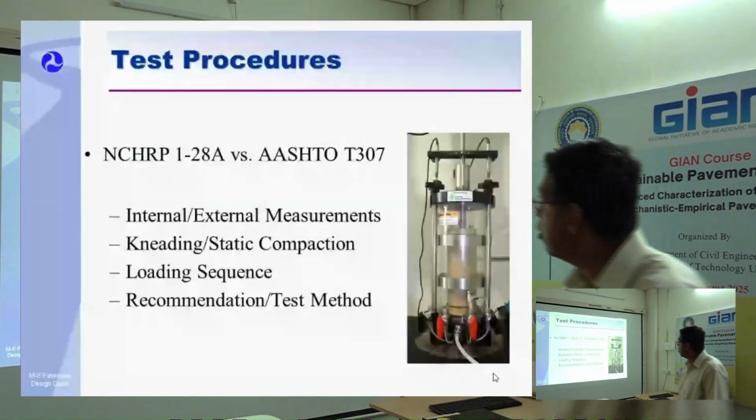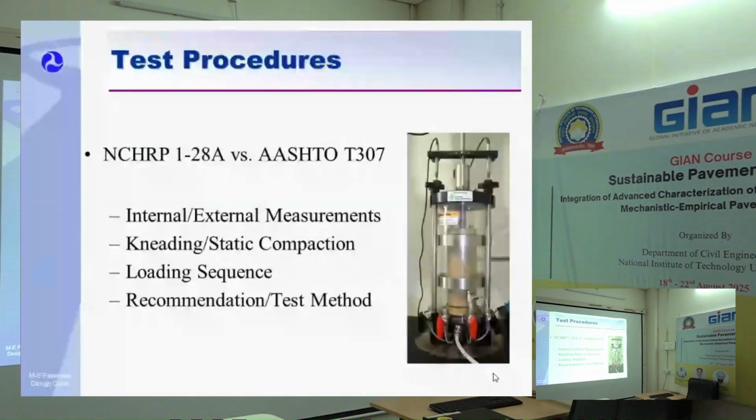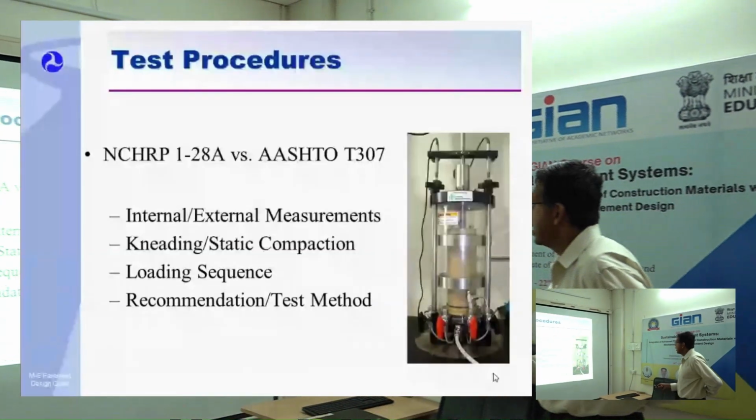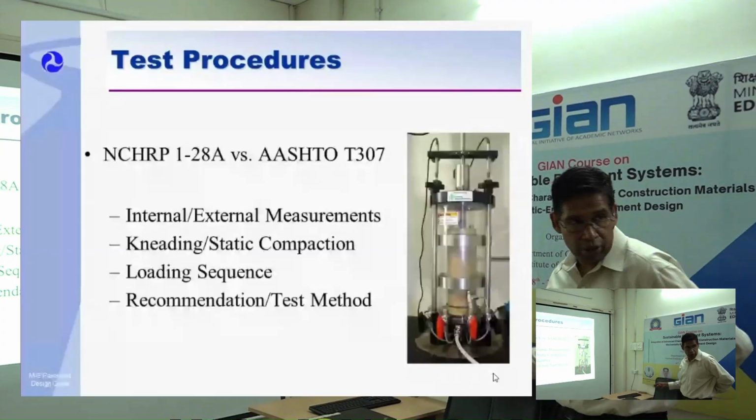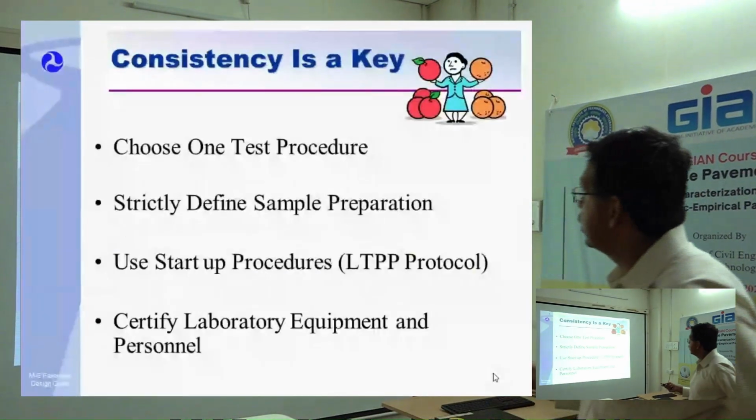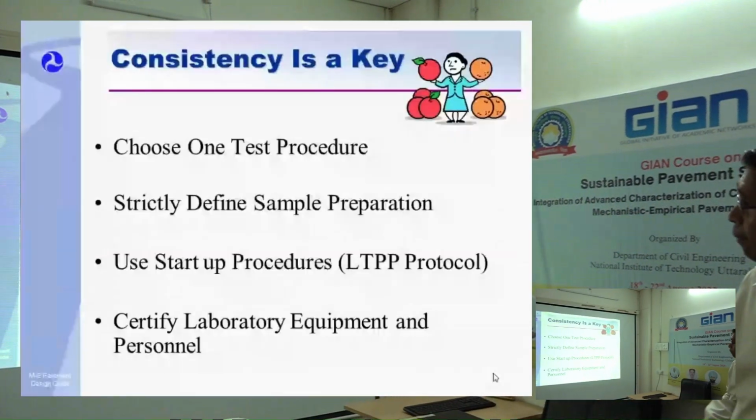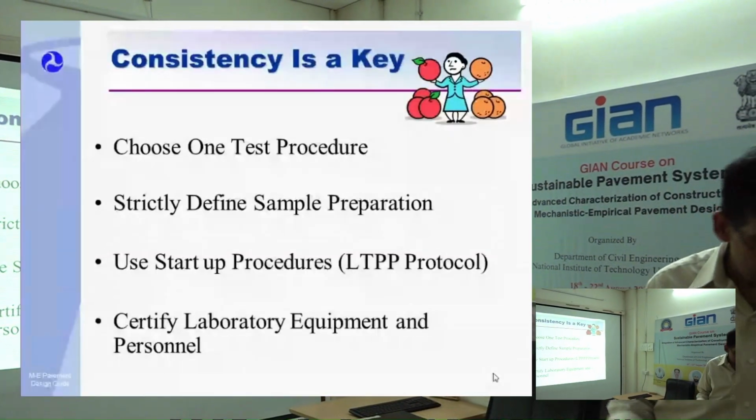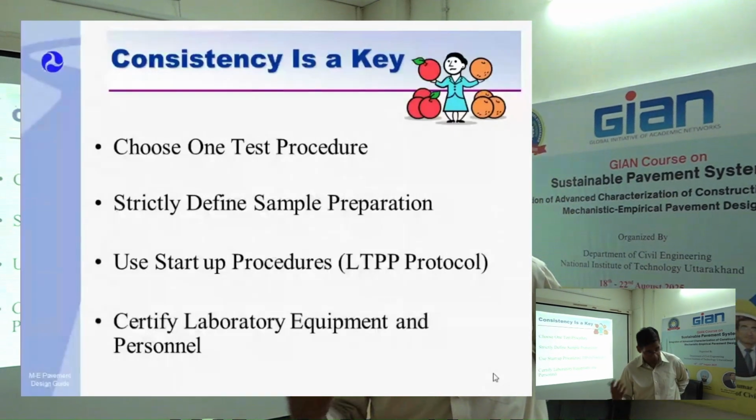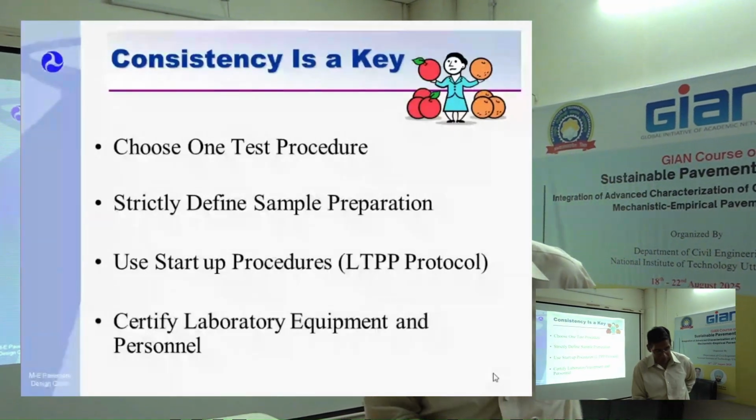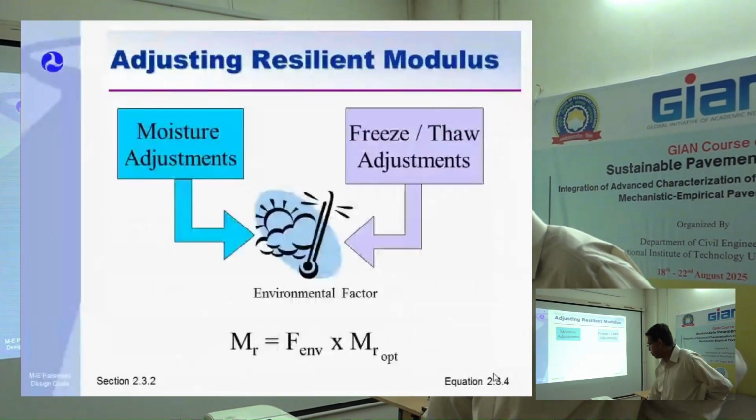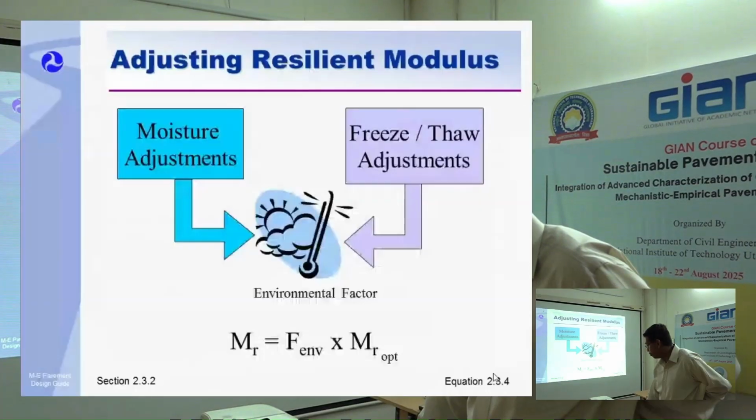All right. So now internal and external measurements needing static compaction, loading sequences, and then that's your confining pressure and so on and so forth. Use one test procedure. Strictly define the sample pressure in certified lab equipment. So consistency is very important. Everybody does the test in their own way, you get garbage data, garbage input in the MEPDG, and you have a fun time. Moisture adjustment. That's your EICM.